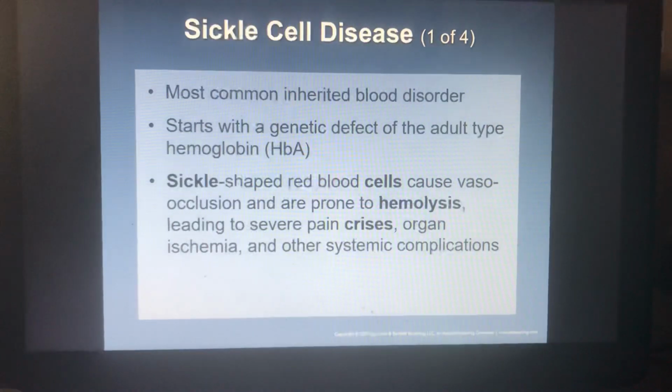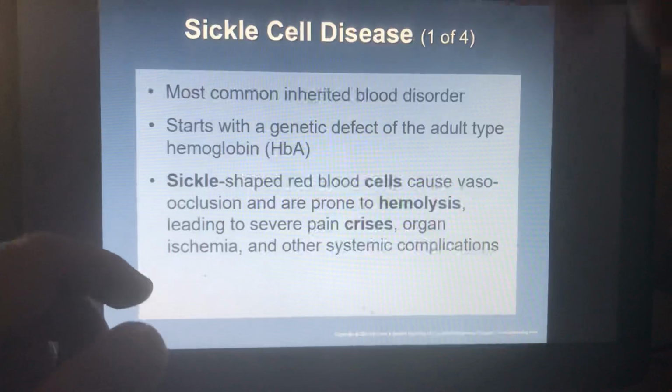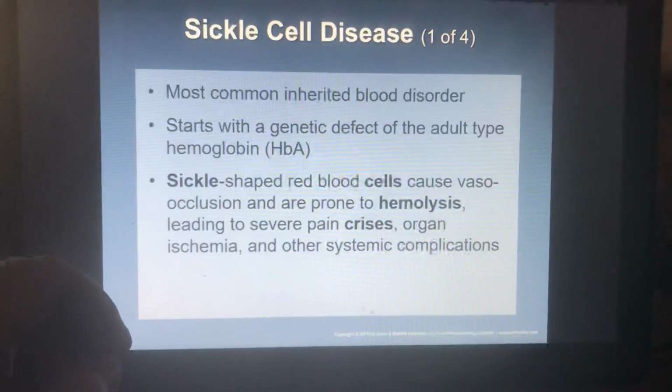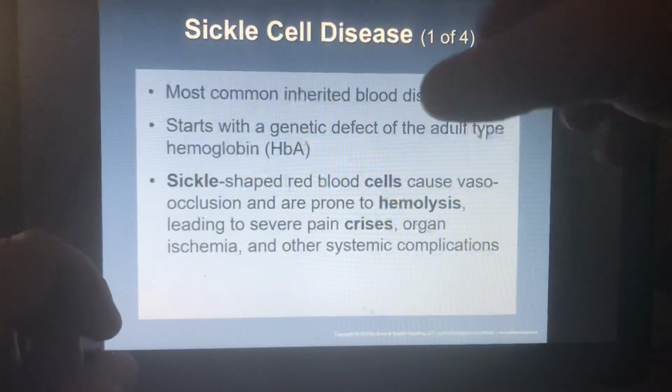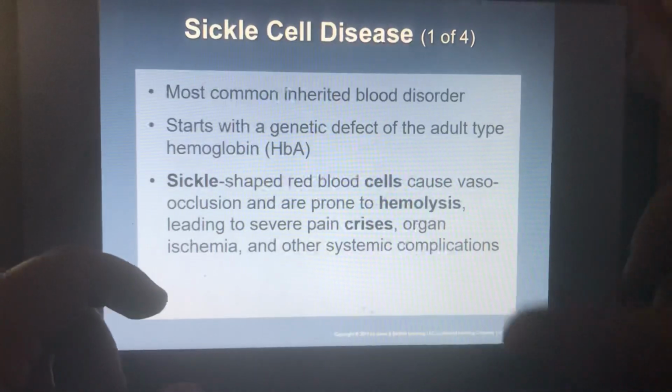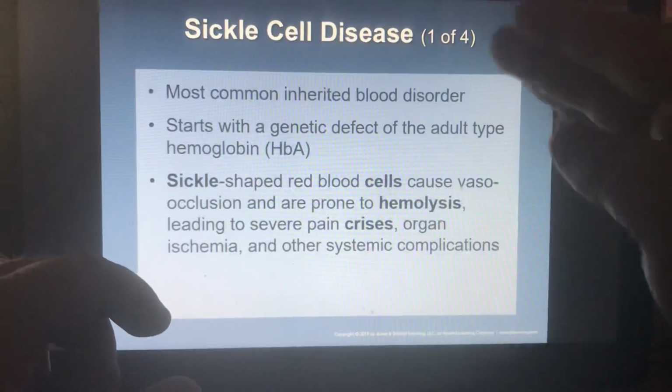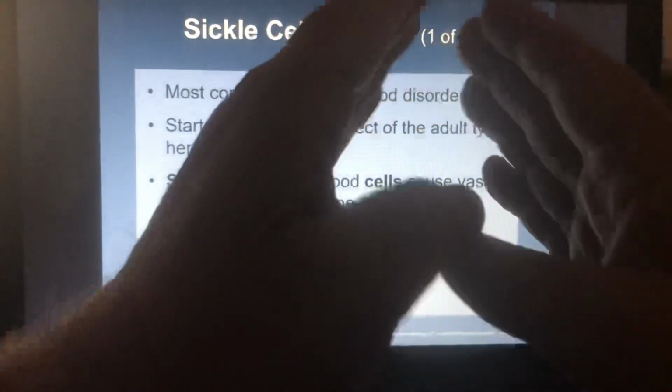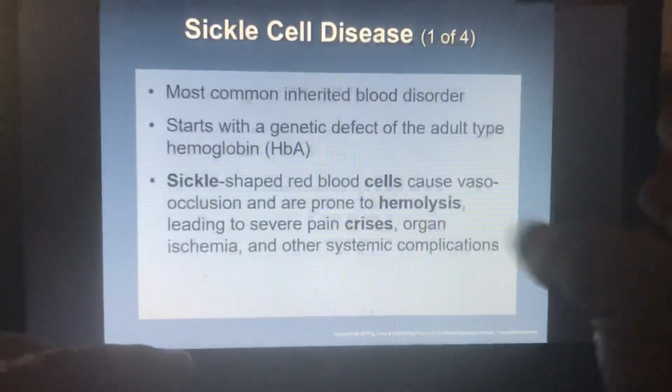All right, let's talk about something called sickle cell disease. Sickle cell disease is a genetic defect in the hemoglobin, not the cell itself, but the hemoglobin, and it affects the way the blood cell is shaped. It makes it look like a sickle. It's not the nice rounded shape. It's kind of caved in, and it looks like a sickle.